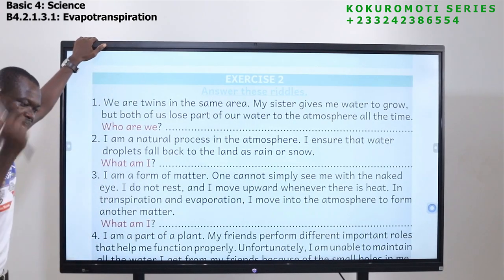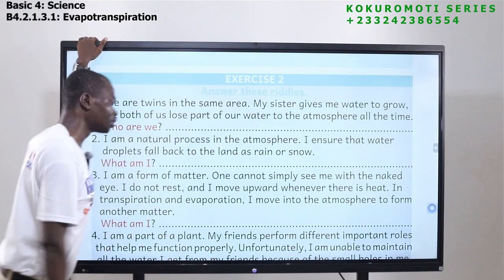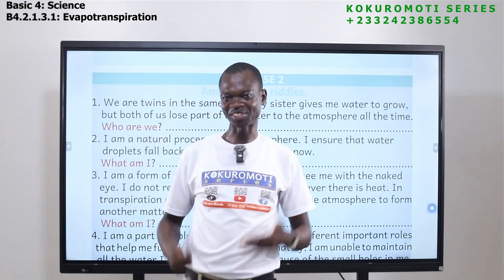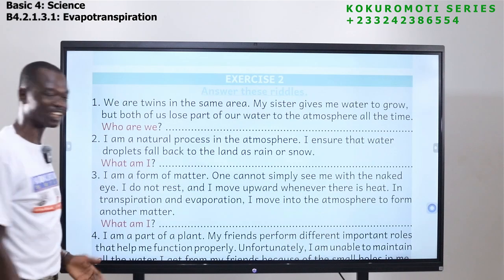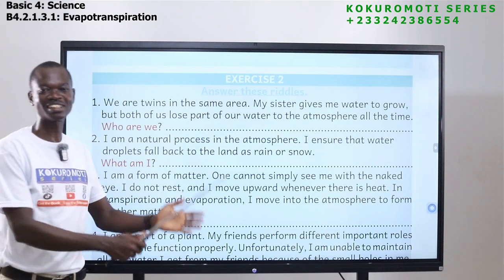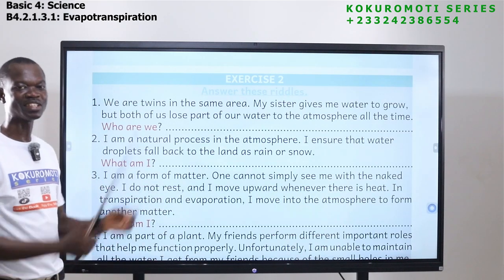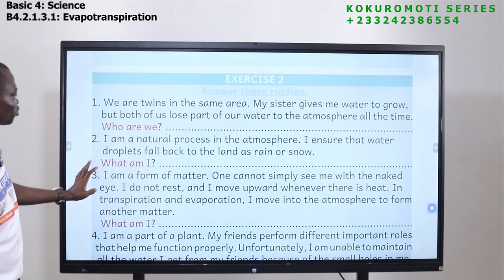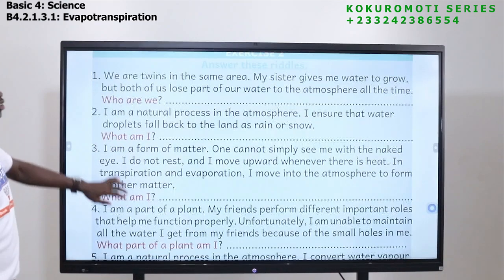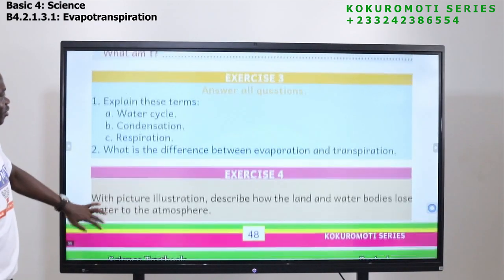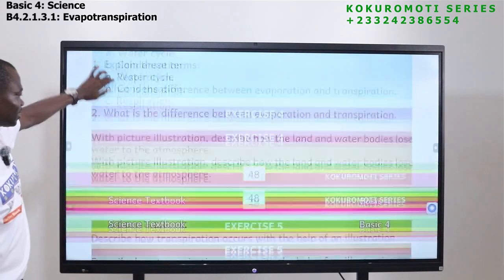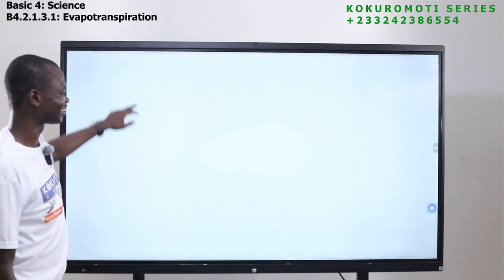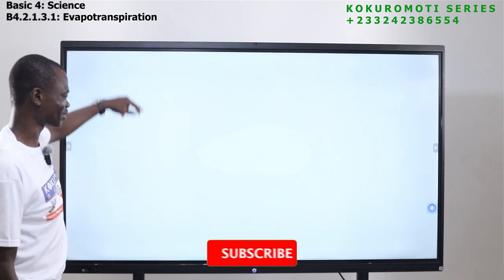So all the time they lose water into the atmosphere. Who are these people? What term is used for this? You know it, I've taught you. I should tell you, they are evaporation and transpiration, and we call them evapotranspiration. So that is that. Question 2, I'll leave it for you to answer. Let's go to the next one. We have exercise 3, exercise 4, exercise 5, exercise 6, home assignment 1. So these are the things that I expect you to do for me.